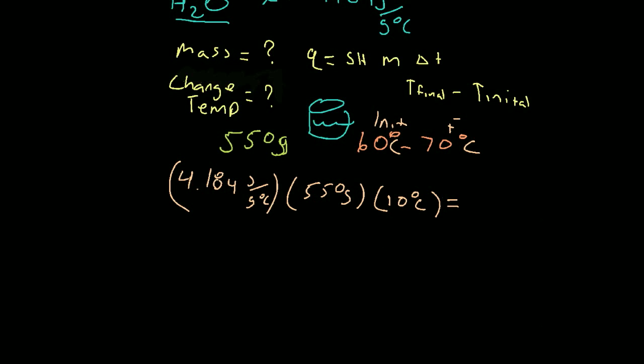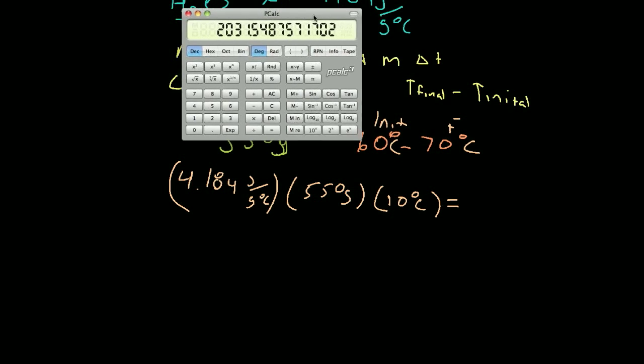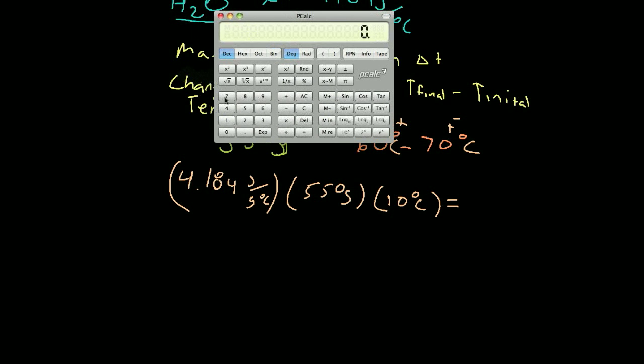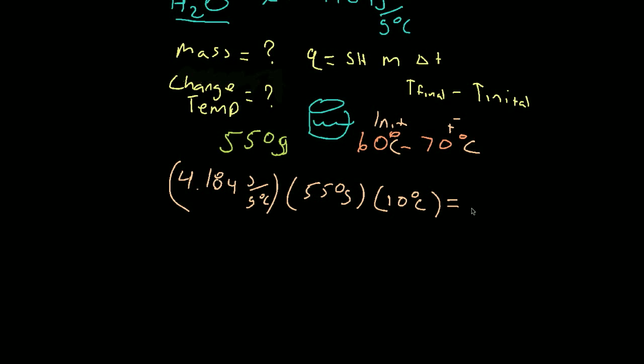So you just grab your calculator here. Grab mine. We've got 4.184 times 550 times 10. So that's 23,012 joules. 23,012 joules. Sounds like a lot, right?